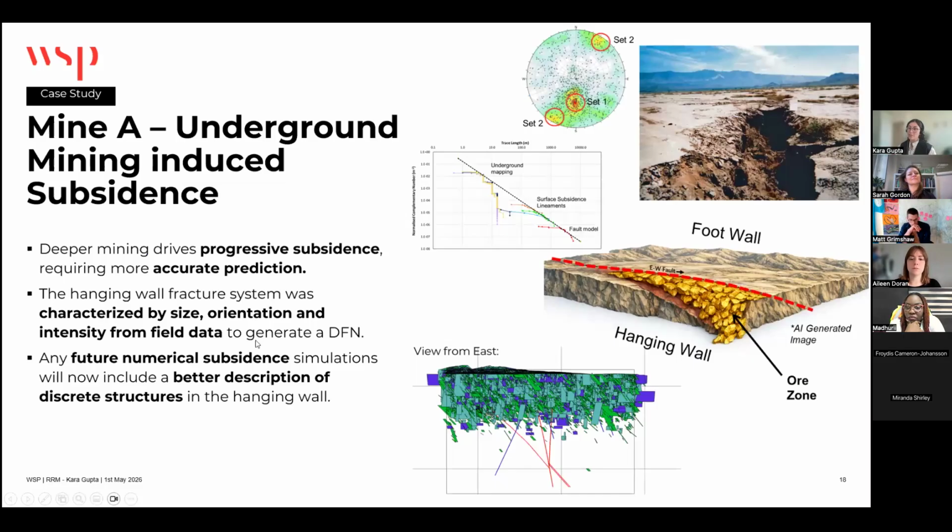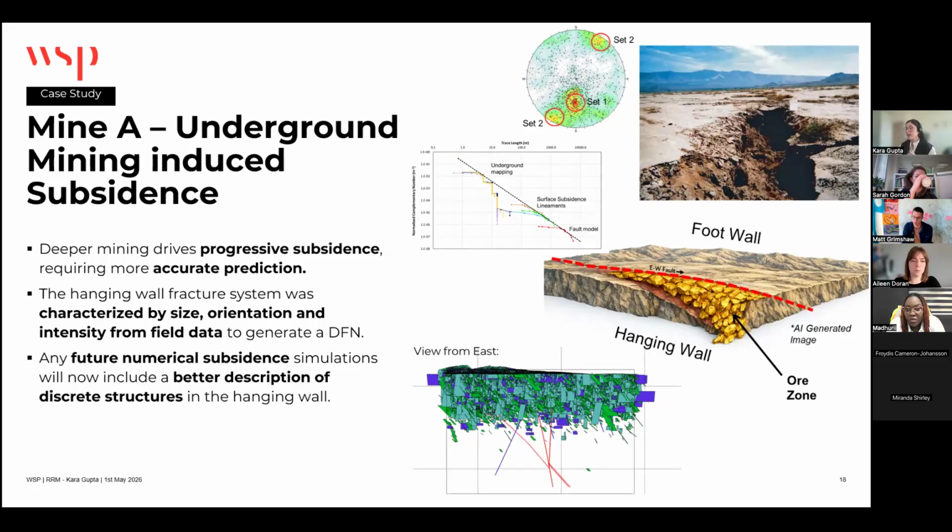So finally, some application examples. For this, it was an underground mine which was experiencing some surface subsidence. The mine was built along this east-west trending fault, which was hosting the ore. So as the ore was being extracted underground, the surface was subsiding at the top. With the progression of this subsidence, as mining was going to continue, there was a requirement for a more accurate prediction of the subsidence.